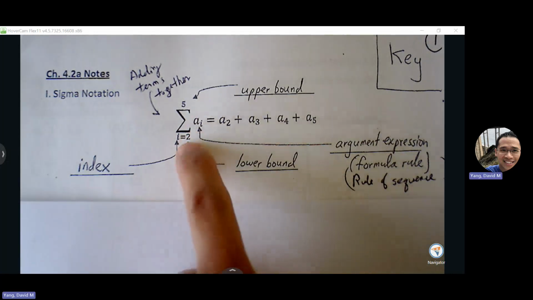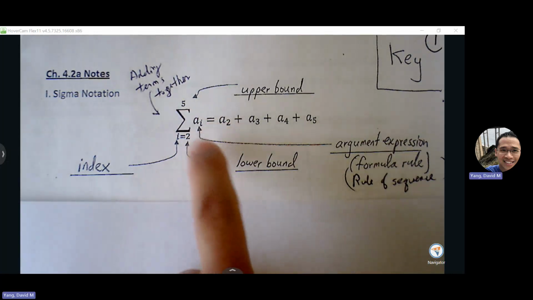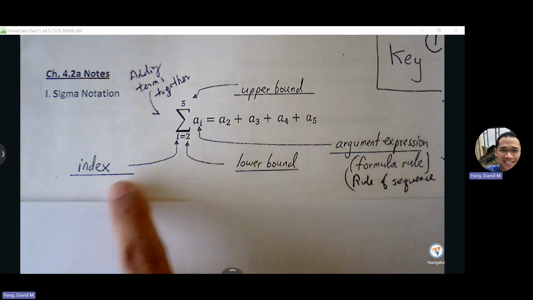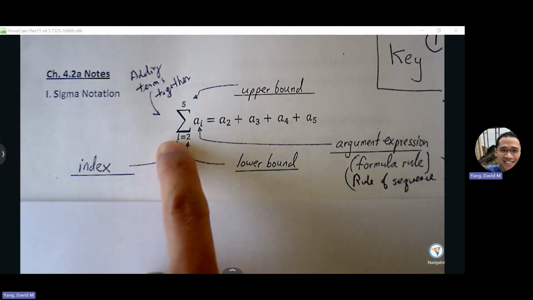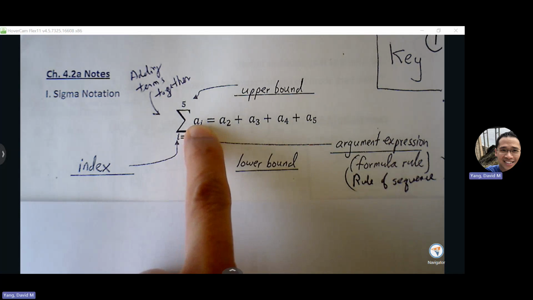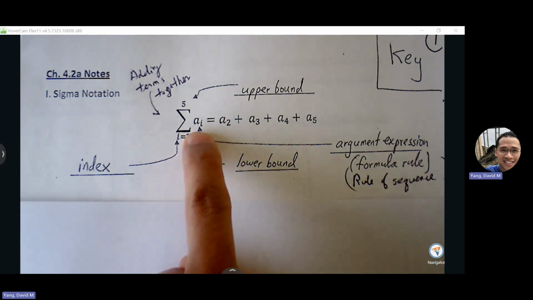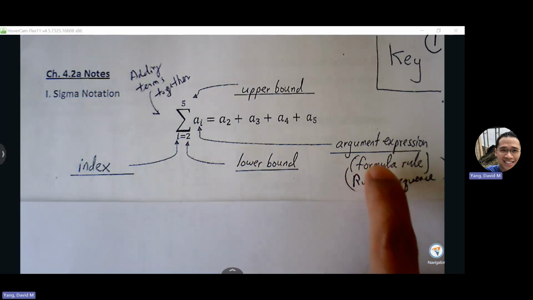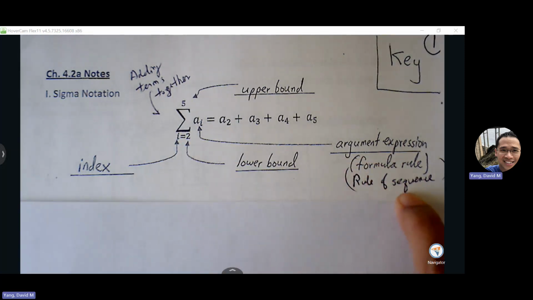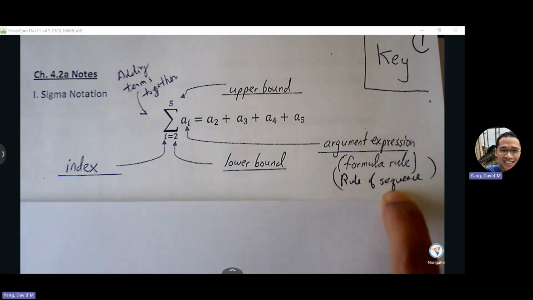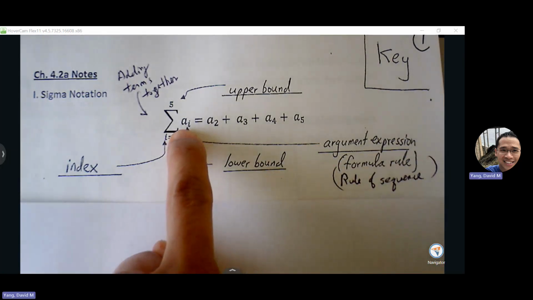First, a couple of features around this sigma notation here. There's the index. The index indicates the variable that you're going to be changing over the course of these terms. There's the lower bound. Lower bound indicates the first variable value that you're going to insert into your argument expression, your formula rule, your rule of sequence. A lot of different ways to indicate what that means.